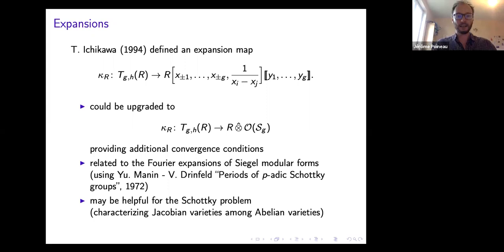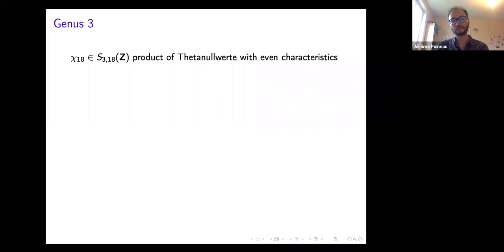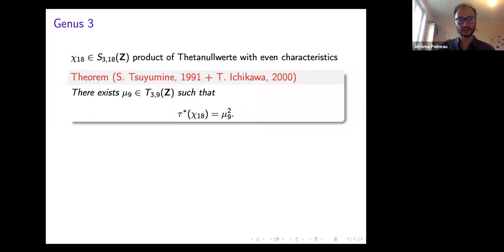Okay, and in a last slide, I would like to get back to and present some results in the genus 3 case. And here the main player is going to be a Siegel modular form called chi 18. It's the product of all the theta nulls with even characteristics.